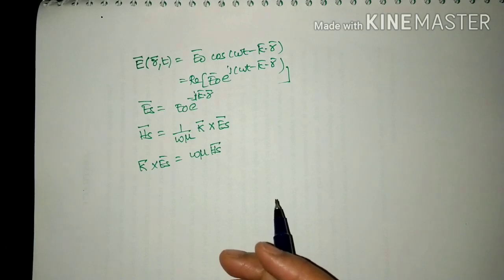From this you can note that we can get the vector component of the magnetic field if you know the vector component of the electric field. So in this way we derived the expression for the electric field and the magnetic field for the wave propagating in arbitrary direction.